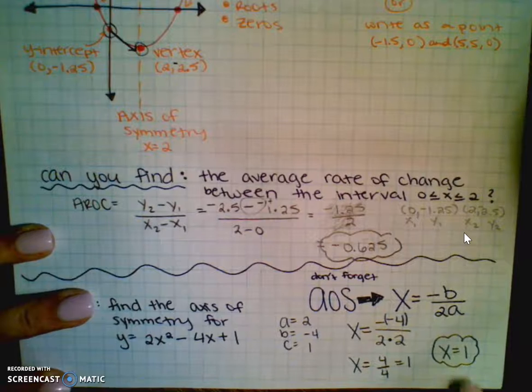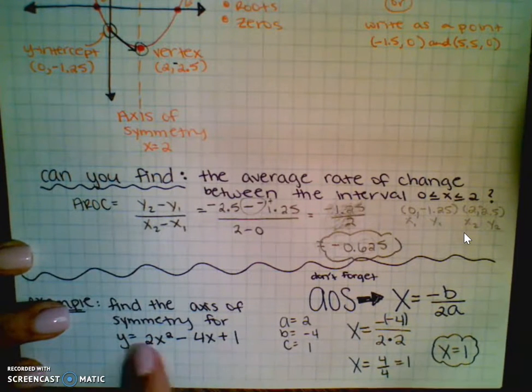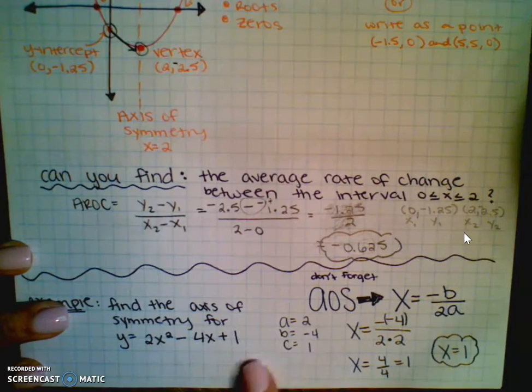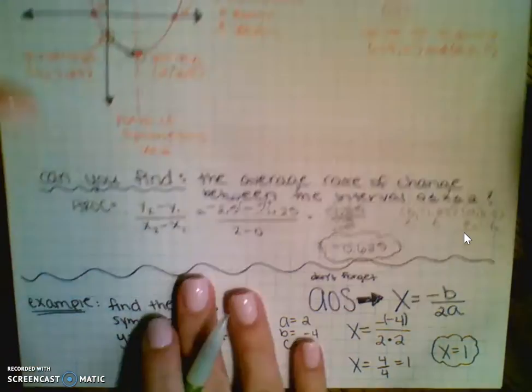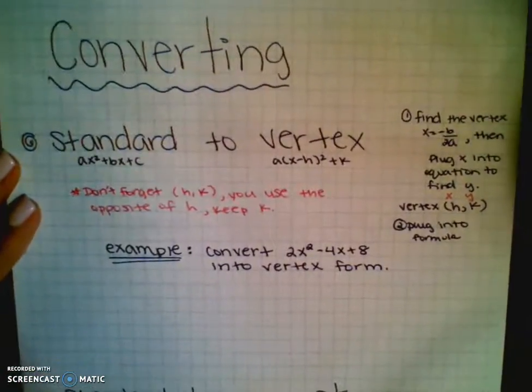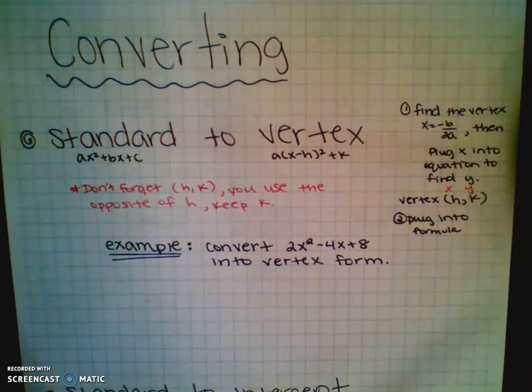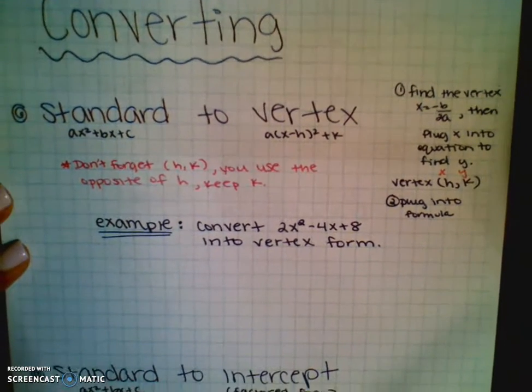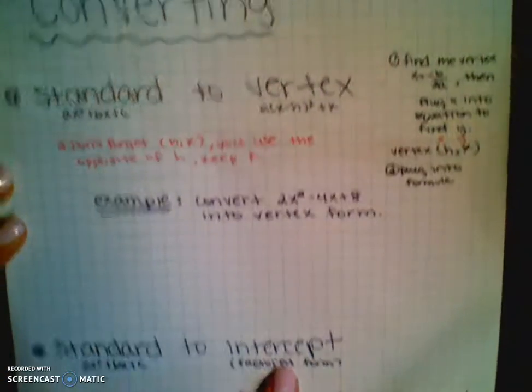Okay, so remember, this is also the x of your vertex. So I could also ask you to find the vertex of this. I'm not going to, but I could. Okay. The next thing you need to know is converting. So for converting, you need to know standard to vertex and also standard to intercept.